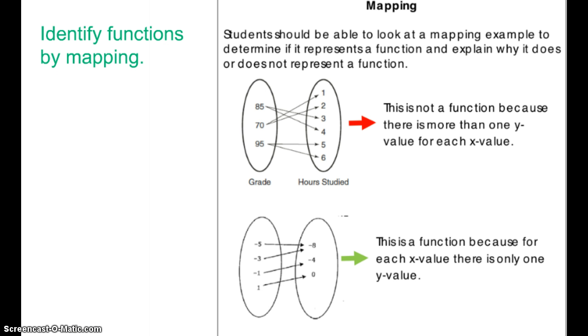The other way that you need to identify functions is by mapping. This is an example of mapping. If this is our relationship between grades and hours studied, you can see that for a grade of 95, the hours studied has 2 values. So this is not a function. But in this mapping, each value over here has only one value over here.